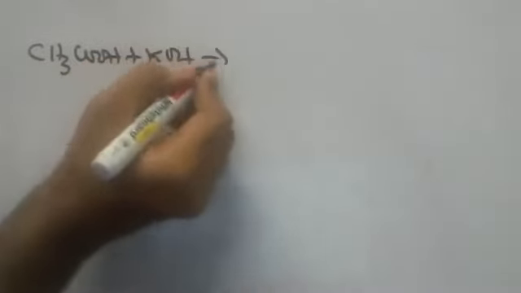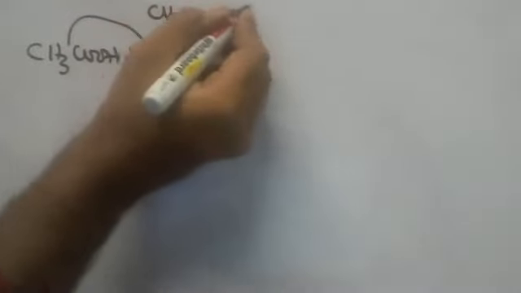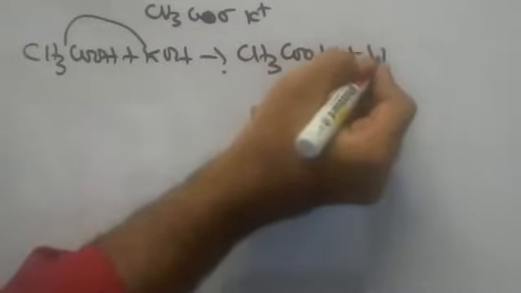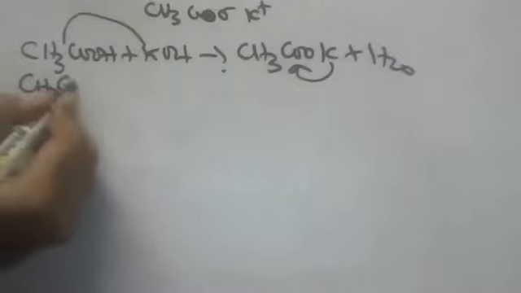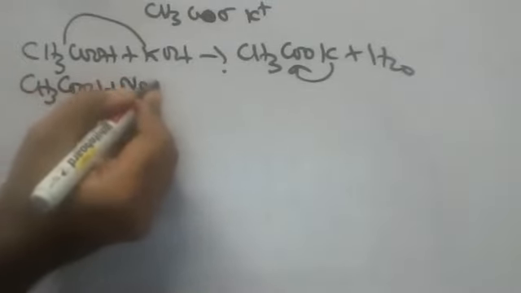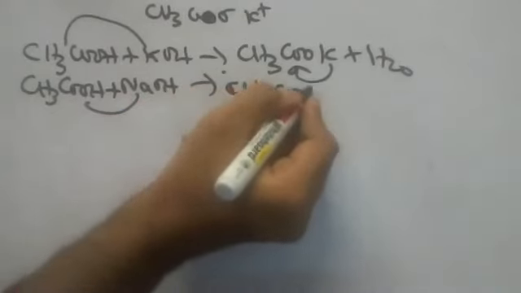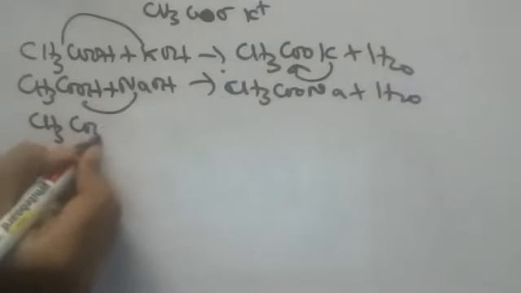Okay, children, last one. CH3COOH plus KOH. CH3COO minus, K is plus. What do you get? CH3COOK plus H2O. Potassium acetate. Next, CH3COOH plus NaOH. What do you get? Sodium acetate. CH3COONa plus H2O.